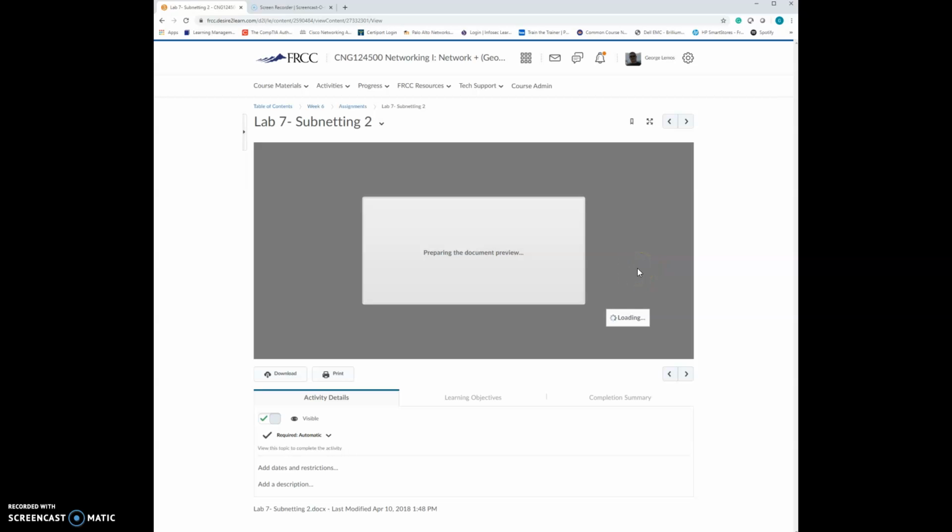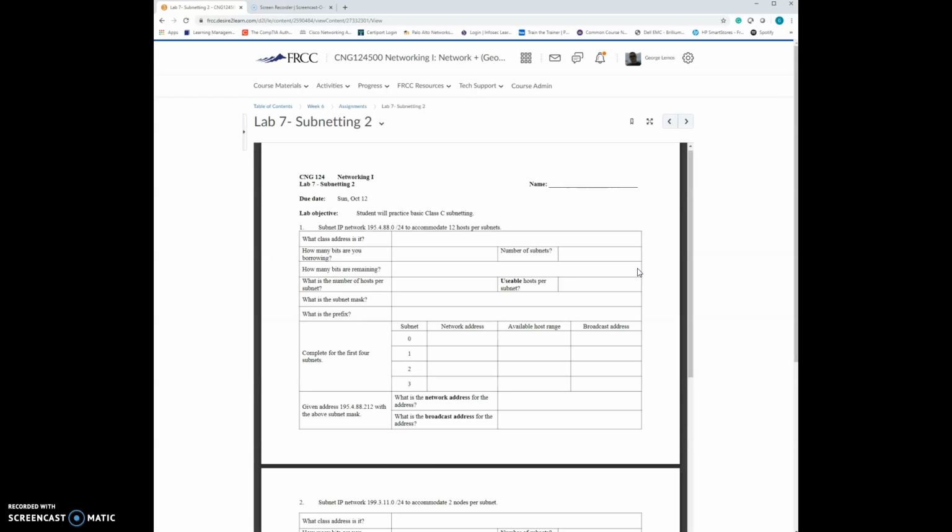Hopefully this pops up. You're going to have to do some thinking here, whether it's adding or multiplying. Make sure to look at those homework videos that I put up. I give you an address and I say, where does this IP address reside? What network? What is the network address? What is the broadcast address?